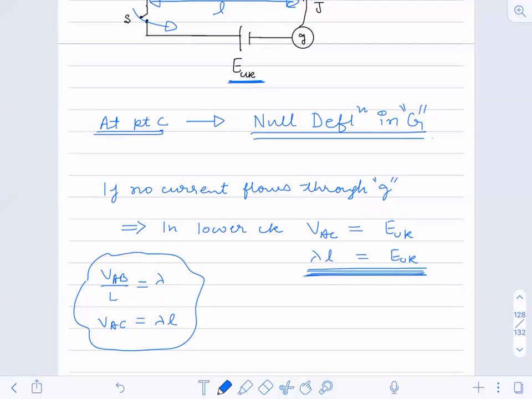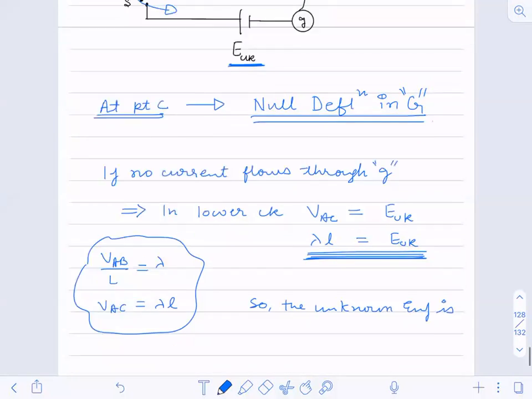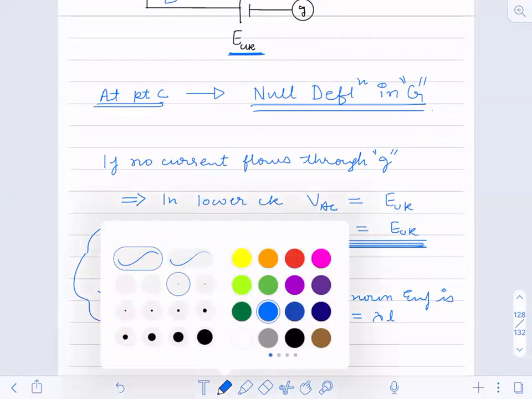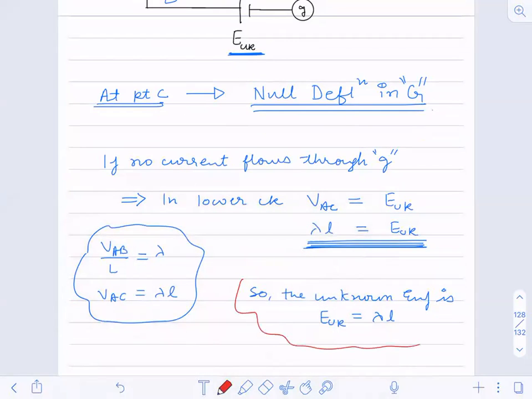So the unknown EMF, E unknown, will be equal to lambda into l. This is the result.